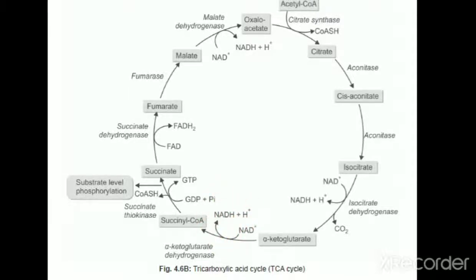And the third important enzyme is succinate thiokinase, which produces succinate from succinyl-CoA, and is an example of substrate level phosphorylation where one molecule of GTP is produced from GDP. Another important enzyme is succinate dehydrogenase, and this reaction produces one molecule of FADH2. And the last enzyme in the TCA cycle is malate dehydrogenase, and this reaction regenerates oxaloacetate, and also produces one molecule of NADH.